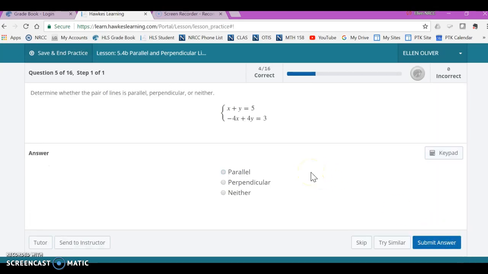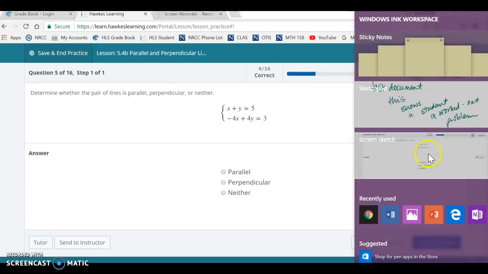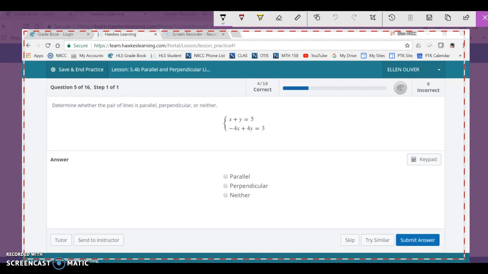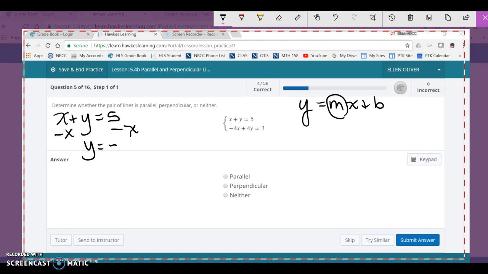All right, determine whether these pair of lines is parallel, perpendicular, or neither. So what we need to know in order to answer that is the slope of those two lines. So I need to put both of those equations into this form so that I can identify the slope. So if I solve this first one for y, I'm going to minus x from both sides, and I'm going to get y equals -1x plus 5, or -x plus 5, okay? Got to do the same thing with the second one.